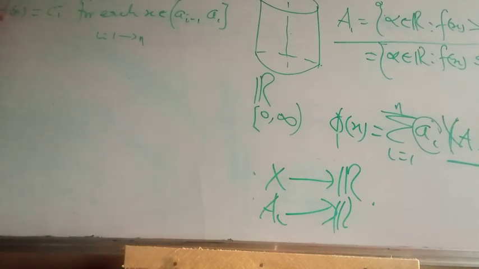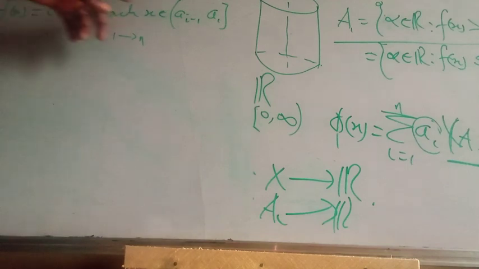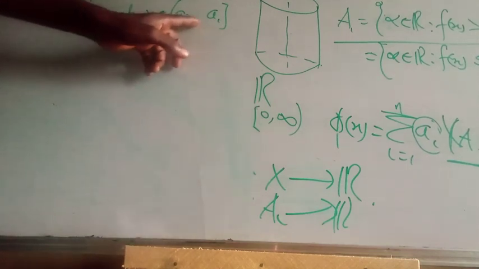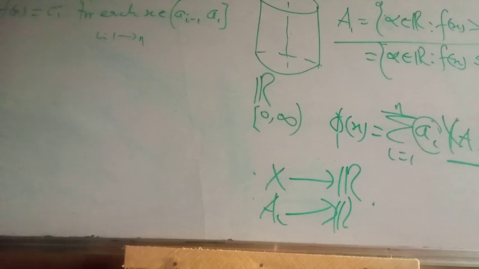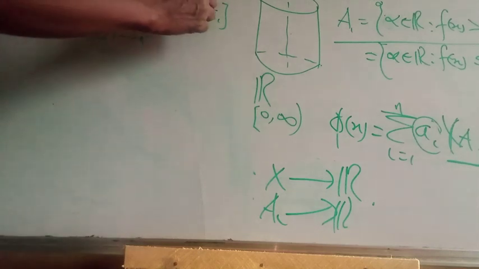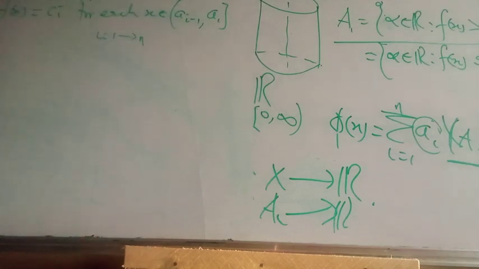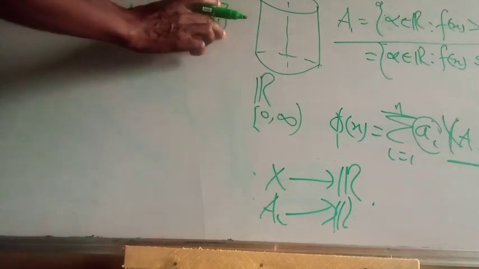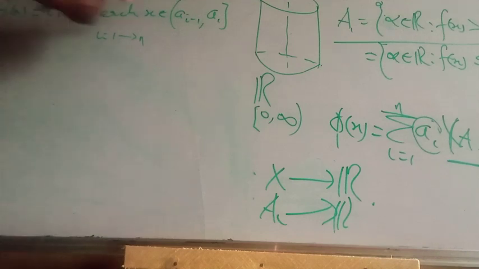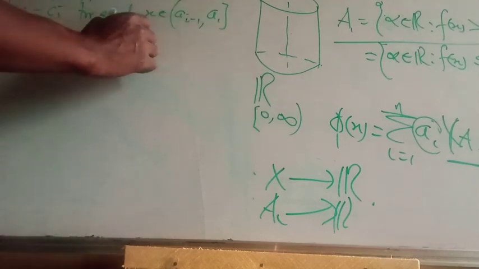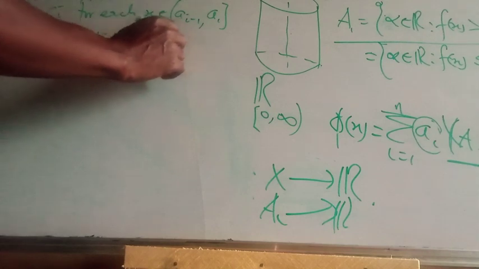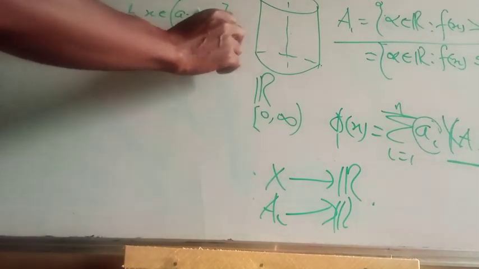f of x. f is the function, x is the point in the domain, and the domain is usually intervals. So you can see that x is an element within this interval. The points ai minus 1 and ai are the endpoints. This interval is half open, because it is open here and closed here. So x is a point within the interval, so you can have ai minus 1 less than x less than or equal to ai.